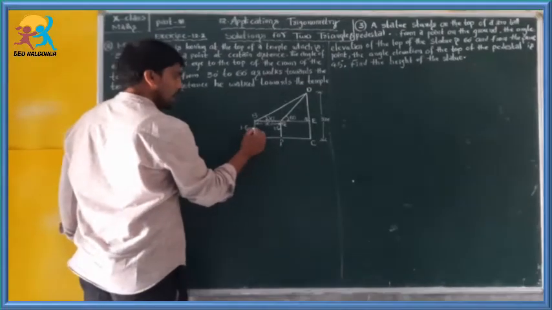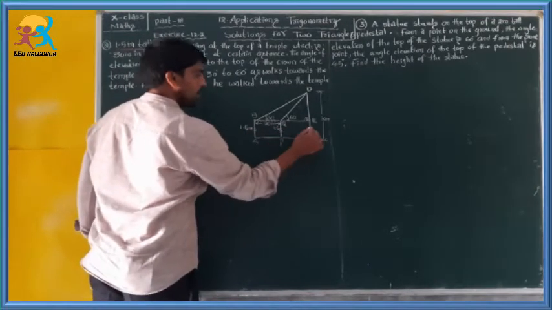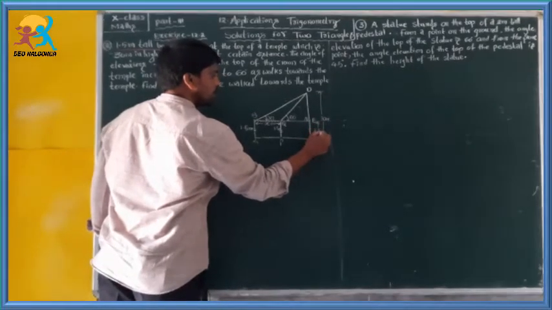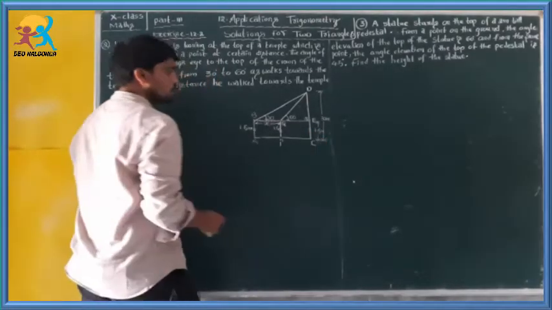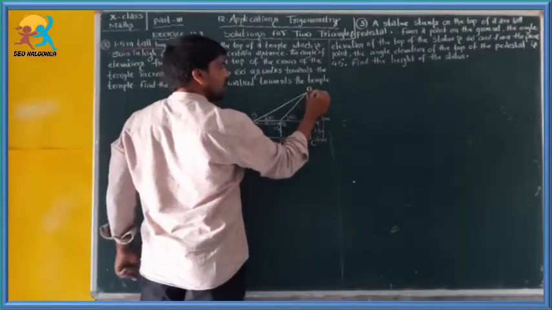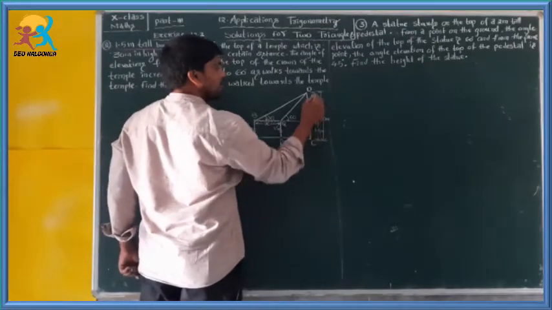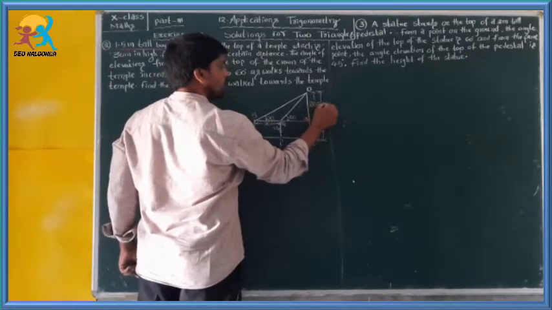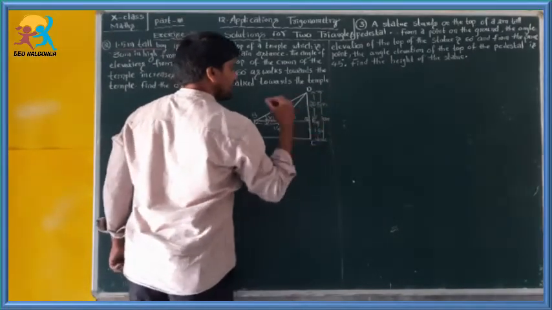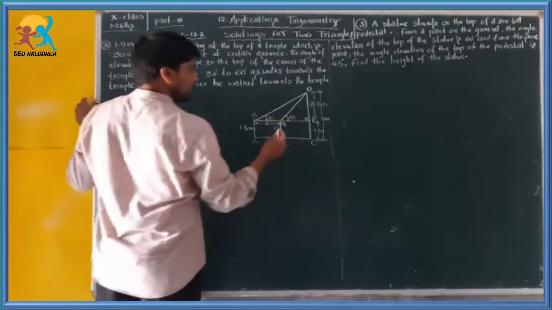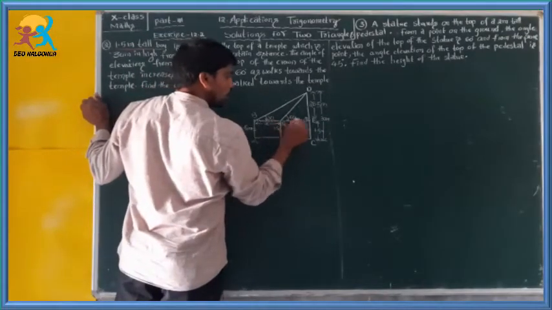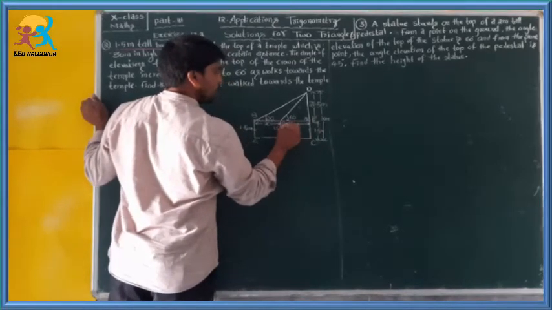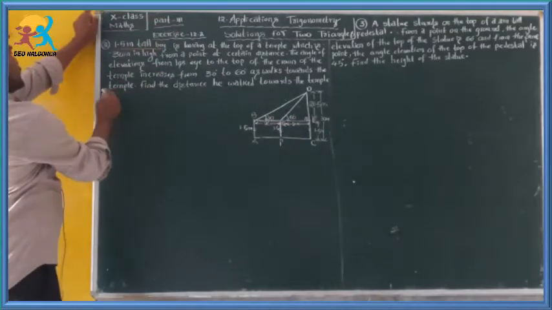But see in the figure, AB equal to PQ equal to CE. So, CE is 1.5 meters. So, the remaining distance ED is 30 minus 1.5, that is 28.5 meters. 28.5 meters is ED. And let us denote the distance between Q and E by y meters.